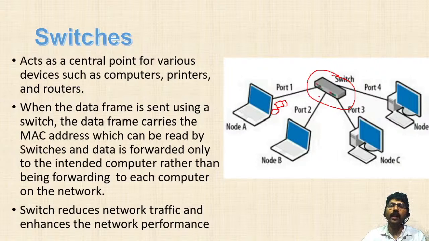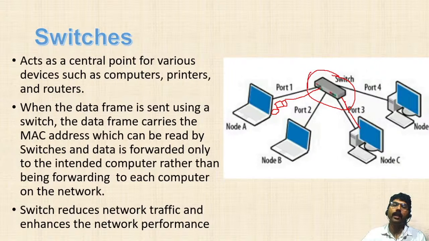Okay, whenever it sends the data in the form of a data frame, this switch reads that MAC address. This switch already maintains a table of MAC addresses: which computer is connected to which port. It is already here. So whenever it reads the MAC address, it knows that this data is for this computer, so it will just send the data directly over this port. It never broadcasts. It just sends the data to this port, due to which the network traffic is decreased.